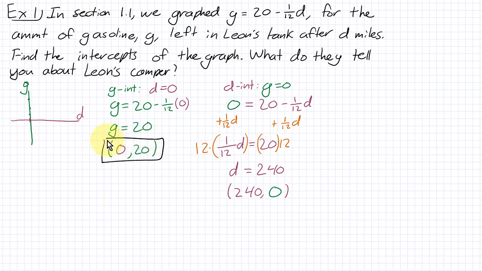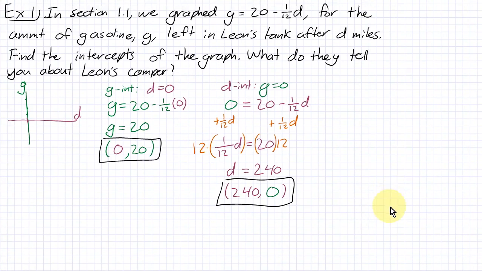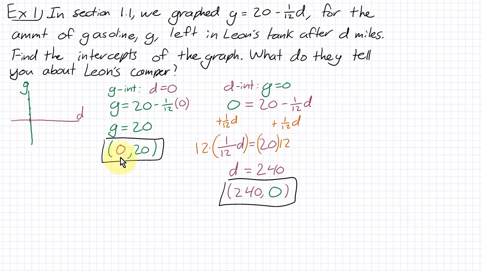Now, I think the thing that's trickier for a lot of people is this interpretation question. What do they tell you about Leon's camper? Now, in order to answer that question, you need to think about what do these numbers mean. So let's remember that when we have the 0 here, d represents the miles driven. Whenever you see a d, it represents the miles driven since he filled up his tank. Remember that g represents the number of gallons of gas.